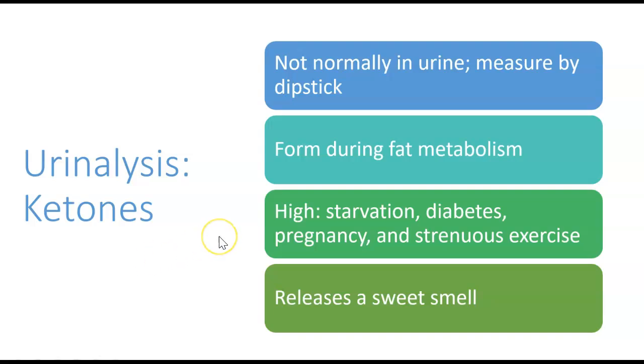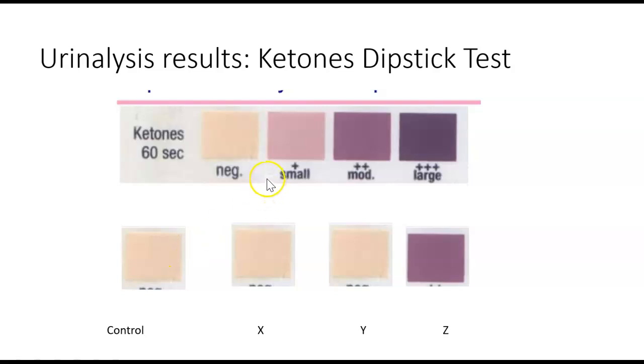It can be a sign of diabetes. It happens during pregnancy, and we can also find ketones in our urine after very strenuous exercise. Ketones release a really sweet smell, so if you have sweet smelling urine, that's also going to be an indication that there are ketones. So again, using the dipstick test, these are the levels of ketones. Here's the control, patient X, patient Y, patient Z. So you would write down where they would fit on your data table.